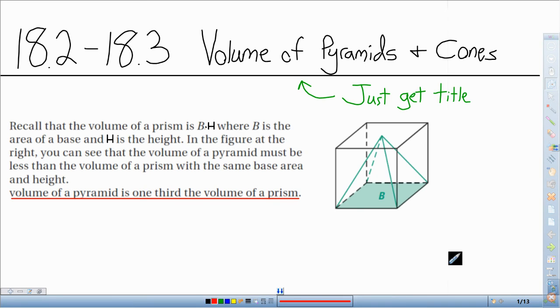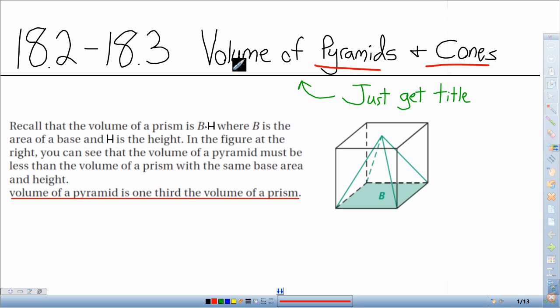Hey everybody. So we're looking at the 18.2, 18.3 lesson today. And what we're going to be looking at is the volume of two more solids. Those two solids are a pyramid and a cone. You'll see the formula for these is very similar to the formula that we used in the last lesson when we were finding the volume of prisms and cylinders.